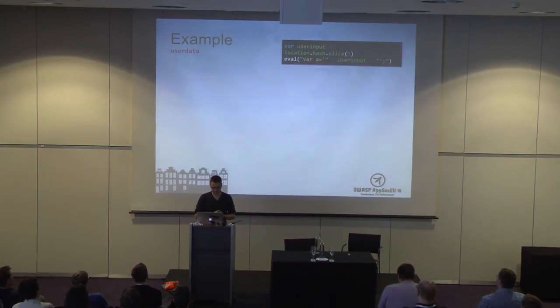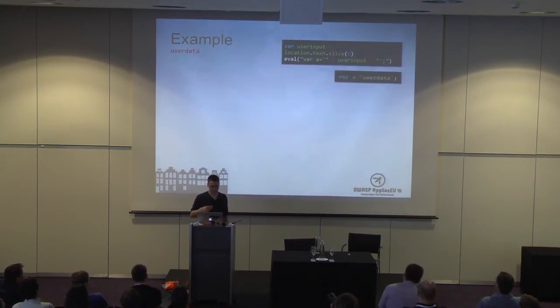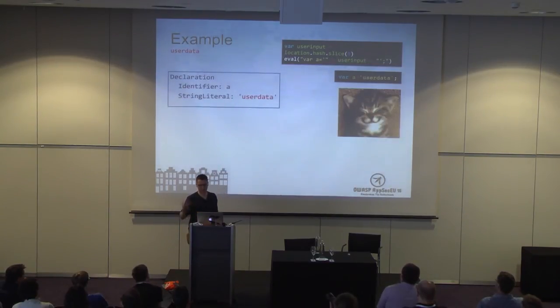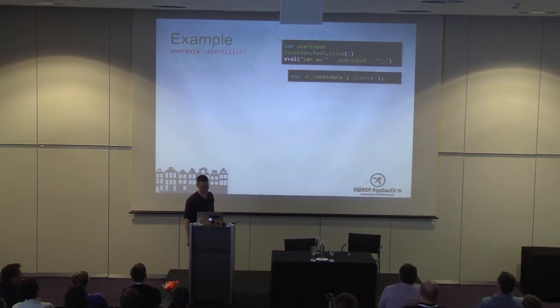Let me briefly show you an example. We have a vulnerability up here. We have some user input that goes into eval. If we provide the string user data, this is what ends up being passed to the JavaScript engine. If we look at the simplified abstract syntax tree, we have a declaration with an identifier and a tainted value, denoted in red, user data, and we're fine with that. In the case where we actively try to exploit it, the code passed to eval looks more like this, as you can see on the right.